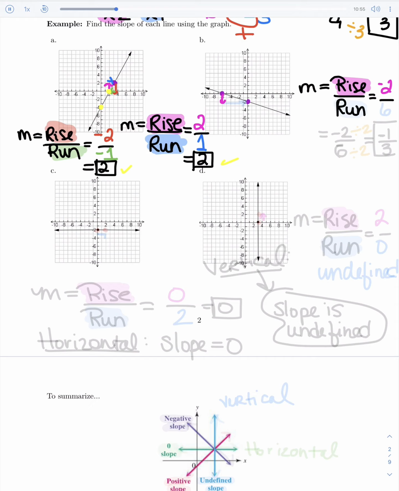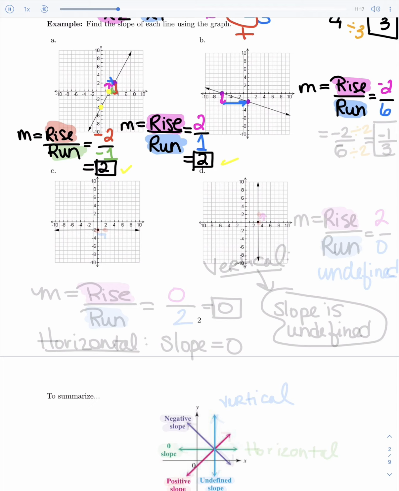Okay, now let's work on my run. My run is how much I'm going left and right to get to the point from where I'm at. Well, I'm going from negative 6 all the way over here to 0, so that's a run of 6. Now I'm going to the right, so that's a positive 6 for my run.